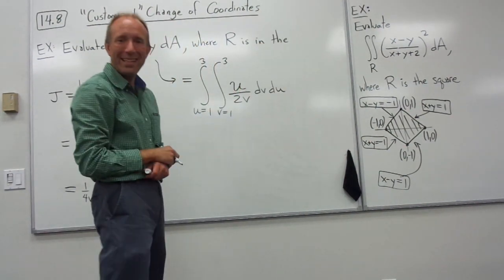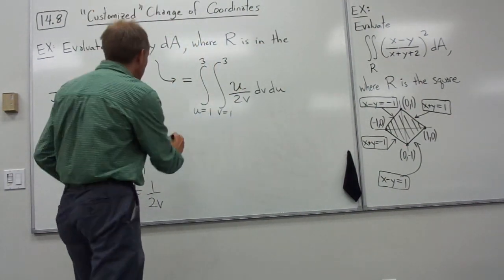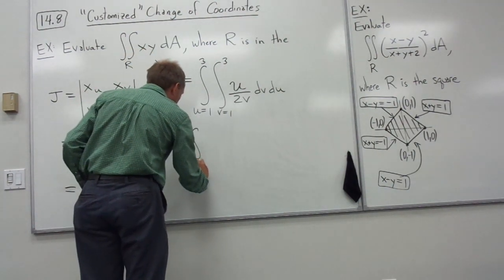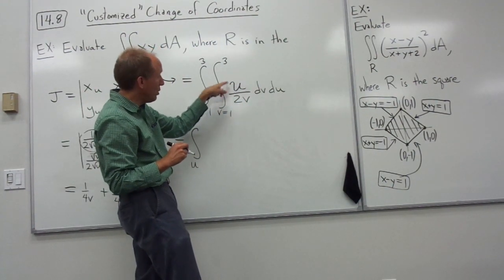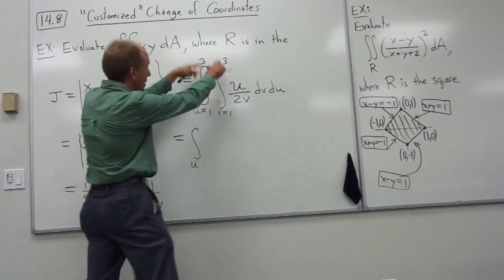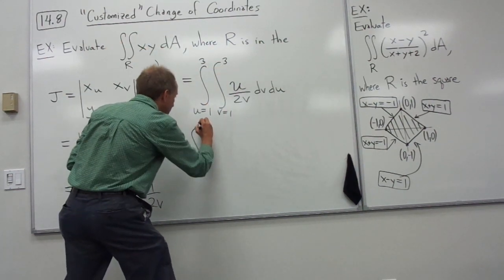So here's the integration that we have to do. All right, this shouldn't be too bad. I've got my Jacobian in here. I replaced x times y with u, and I'm ready to integrate. I've got my nice limits of integration. This should be pretty easy.